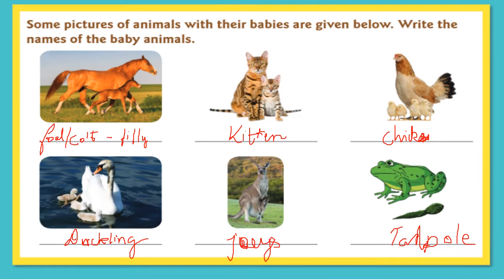Next, this is a hen. What are the younger ones of a hen called? Chick. Yes, we always say chicken, but this is a chick. That's it. Next, this is a duck, and the younger one is called a duckling.